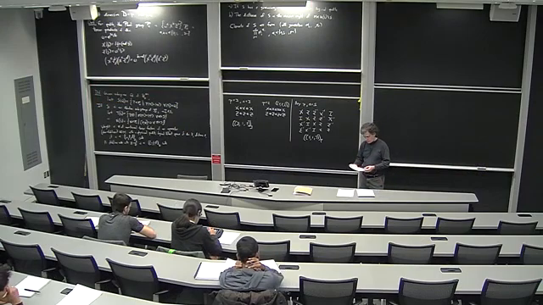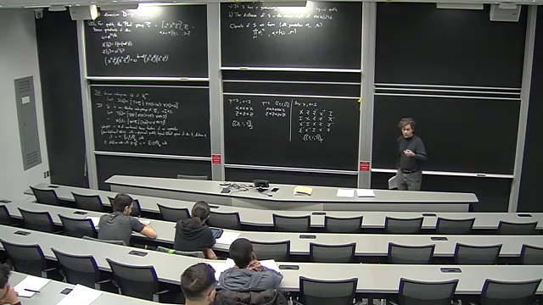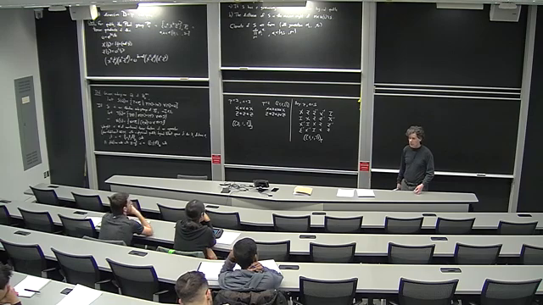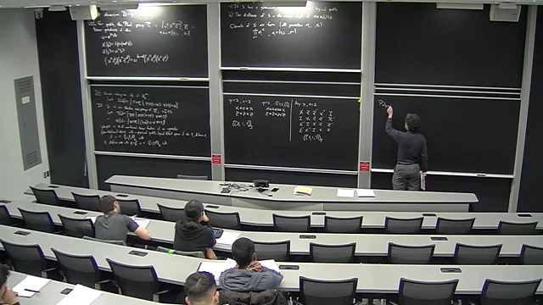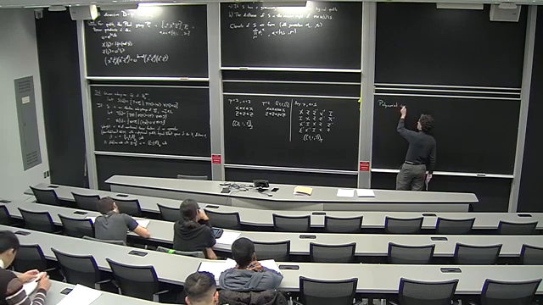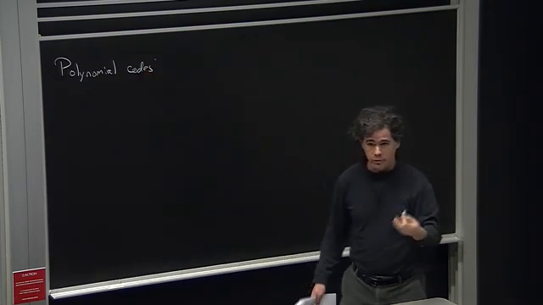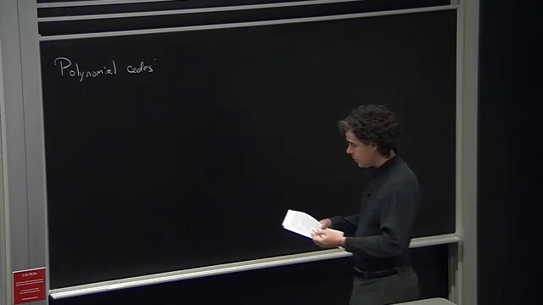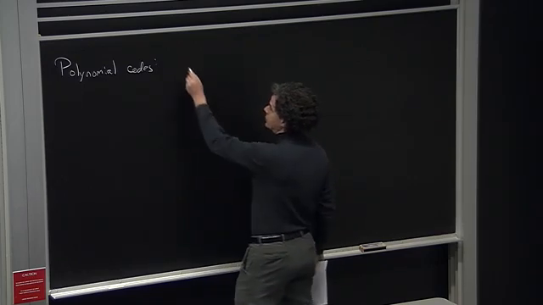Okay. So let's see, which order should I do this in? Okay. So one more example. This is a fairly interesting family of codes, which is called the polynomial codes. Polynomial codes are related to the classical Reed-Solomon codes, if you know something about classical error correction theory. And these are CSS codes.